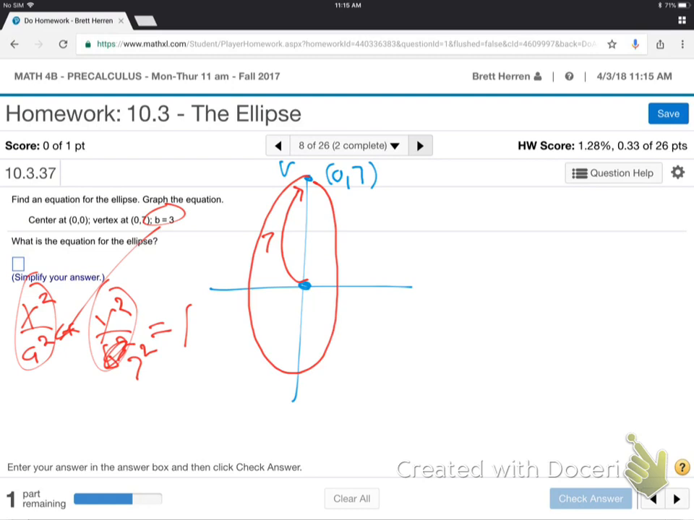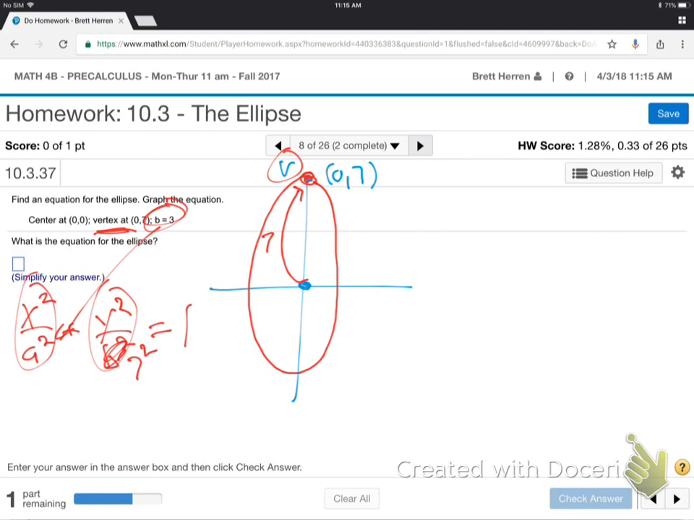How do you know it's taller than wide? They didn't tell me how wide. Or actually they did. They told me 3, but how do I know that's width? How do I know it's taller than wider? Because vertices are always the major axis. They're always the bigger direction. When they called this by the name vertex, they're saying that's the bigger way. So you need to know that. When they use the word vertex, they mean the bigger direction.